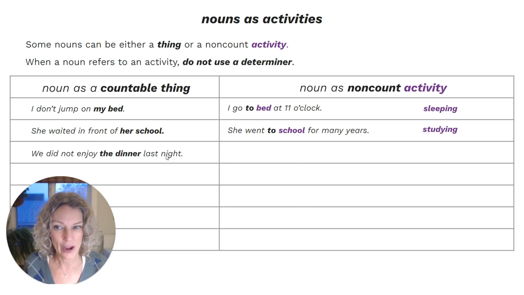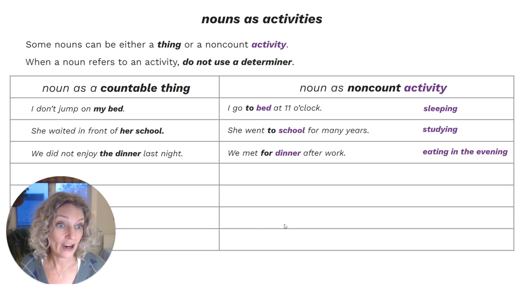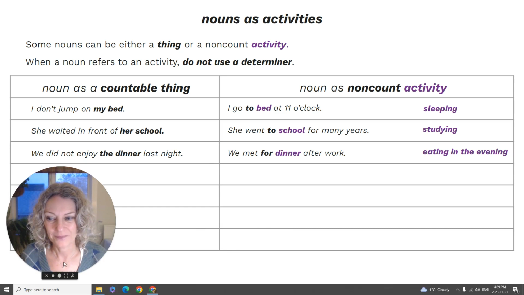Here's another count noun. We did not enjoy the dinner last night. So there we're being specific about which count noun, the dinner last night. However, when we say we met for dinner after work, the activity we're referring to there is eating in the evening. We met for eating in the evening. And so there you must not put a determiner.